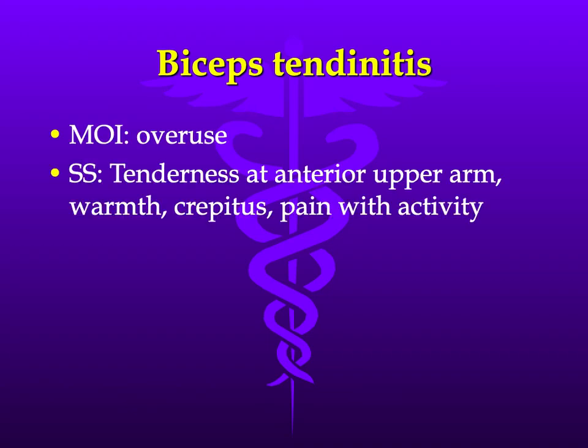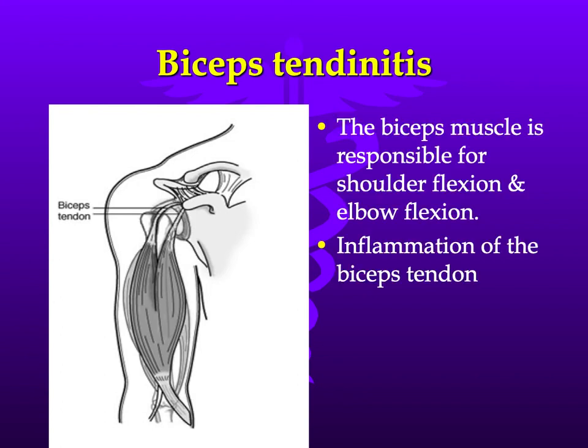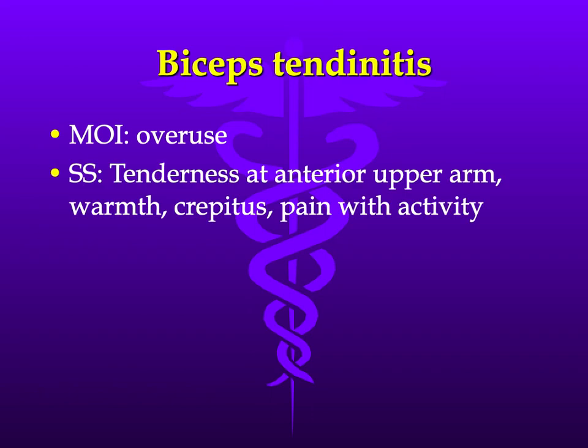And here we have tenderness at the anterior upper arm. In this picture, it would be right in what's called the bicipital groove, which, if you have your arm in anatomical position in front of you, which means your palm is out, and you rotate inward and outward, internal rotation, and you feel the top of your arm, you can feel the bicipital groove, and you can feel the tendon in your arm. That's where that pain is going to be. You may get crepitus, which is a crunchy feeling, and definitely will have pain with activity.